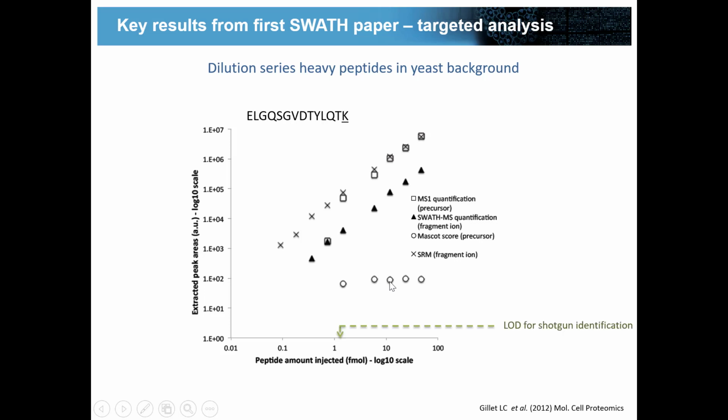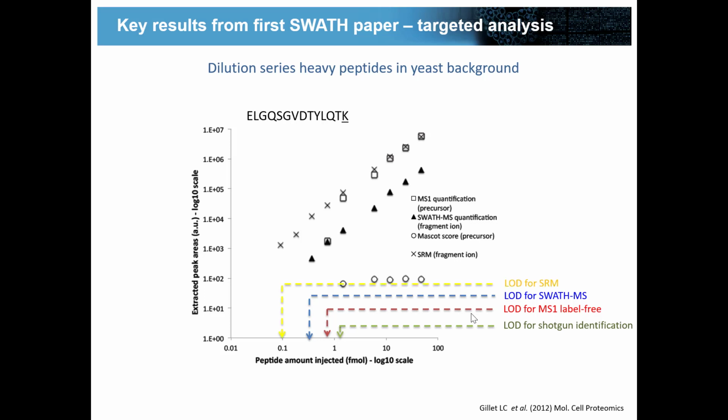And what I want to point out here is essentially, what's the order in terms of the sensitivity? Well, the least sensitive is the limit of detection for the DDA identification, which flattens out around 1 femtomole. The limit of detection for MS1 label-free quantification is somewhere a little bit below 1 femtomole. For SWATH, it's below that again. It's getting down into the attomole range. And for SRM, it's about 100 attomoles for this particular peptide.